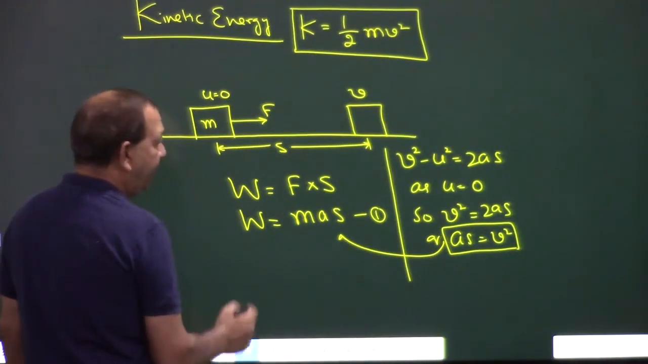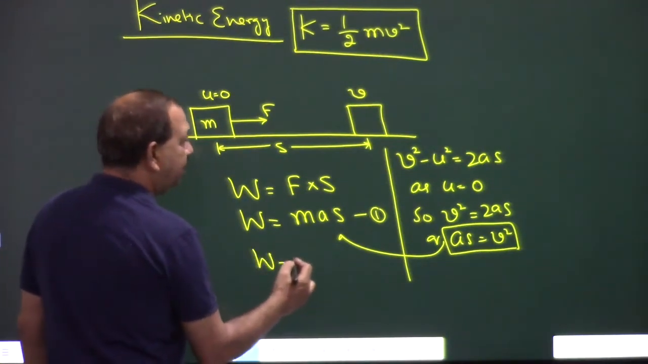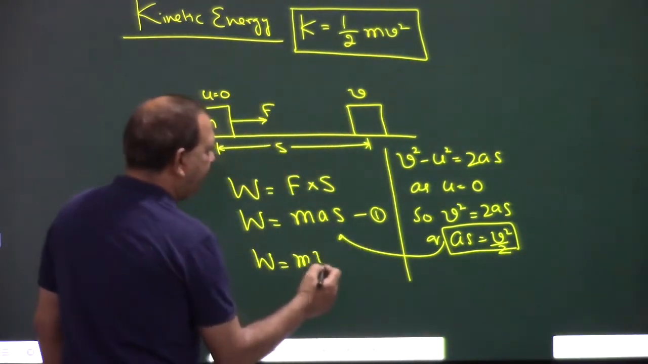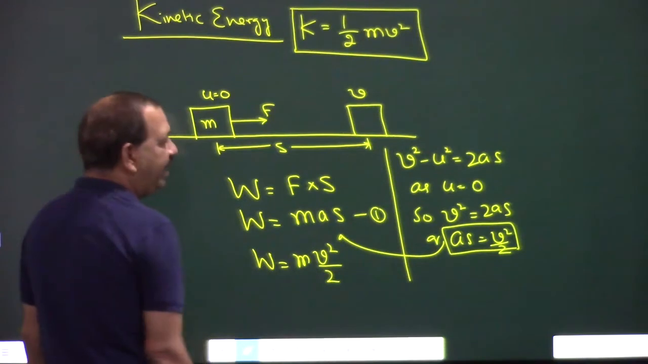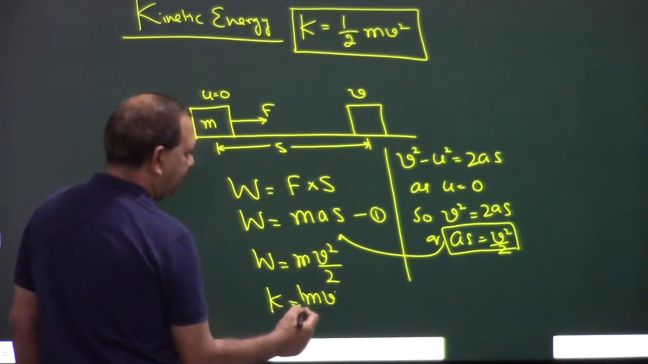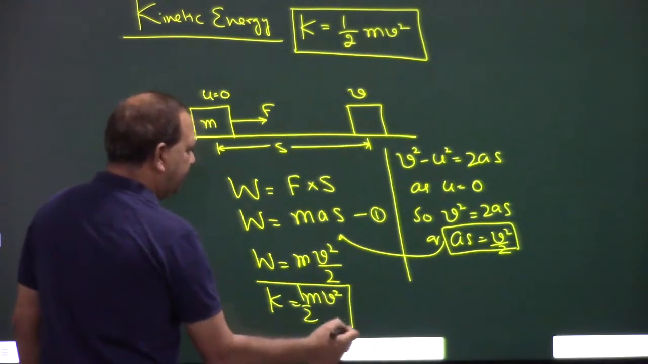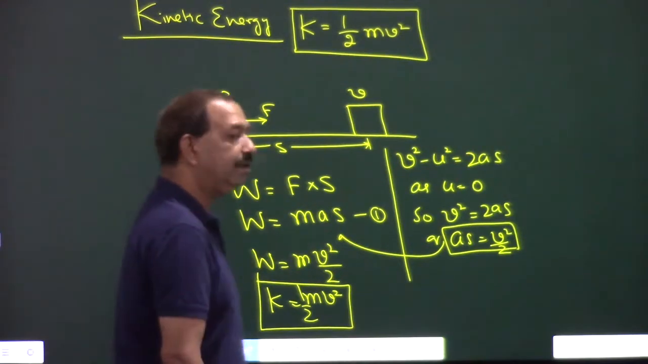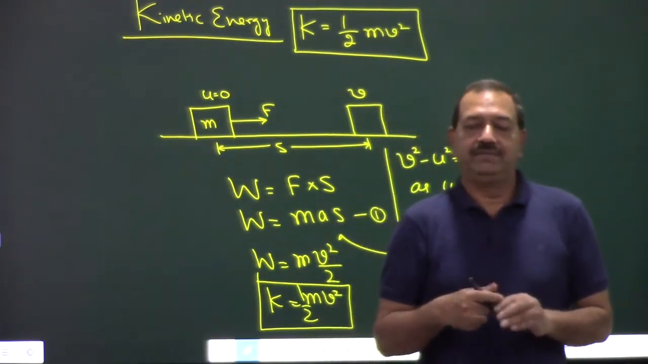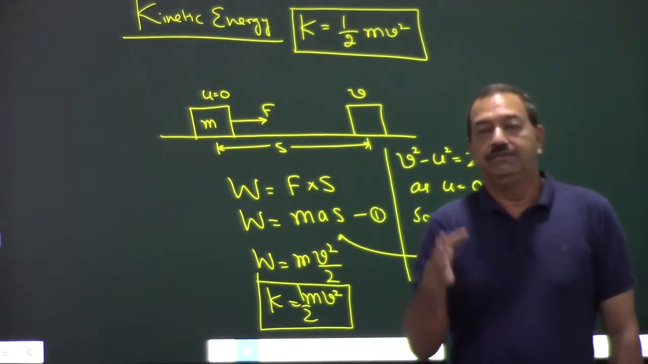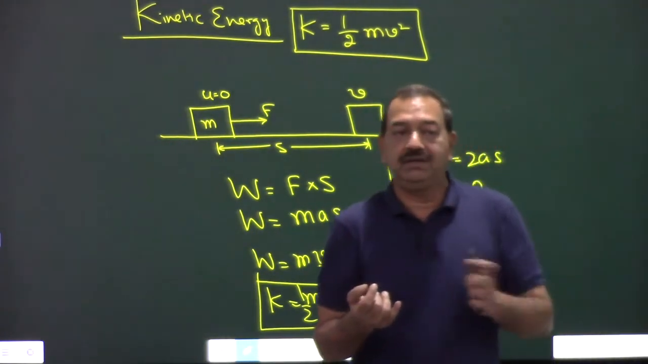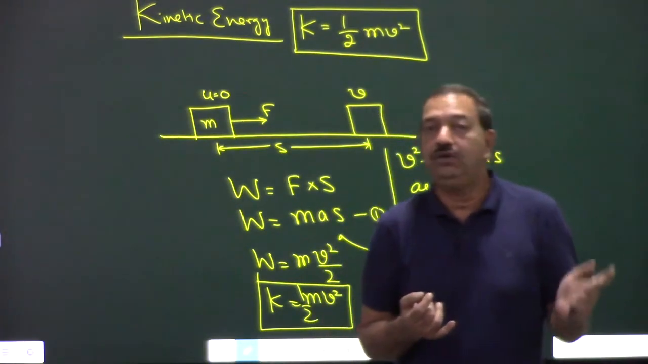If I place this value here, then what I get is W equals m, this will be v square by 2, mv square by 2, and by definition this work equals kinetic energy, that is half mv square. So this way we can derive this kinetic energy. Okay, so kinetic energy is nothing but this: if the speed of an object is changing, then definitely a force will be acting over there. That force will be doing some work. That work done by the force will be converted into kinetic energy.